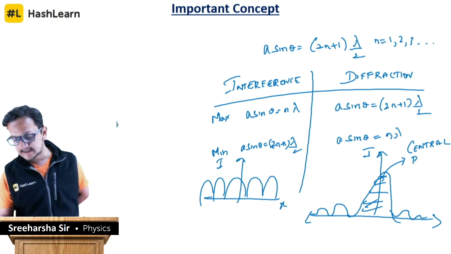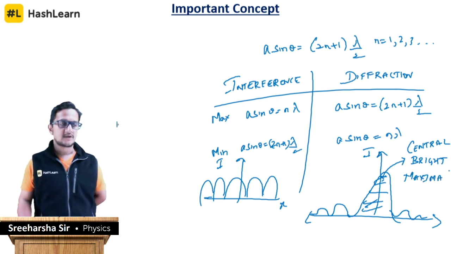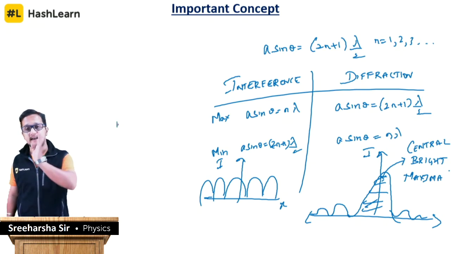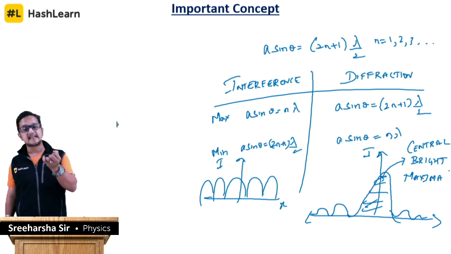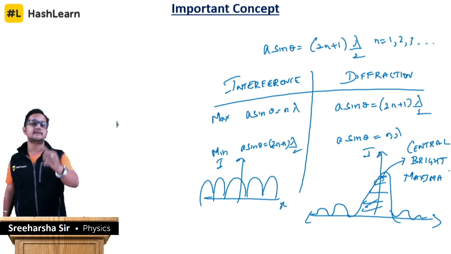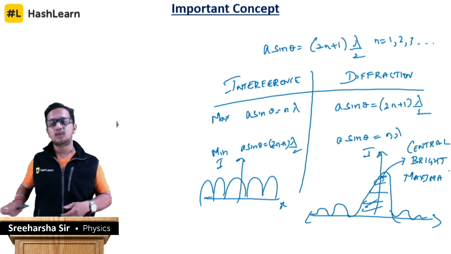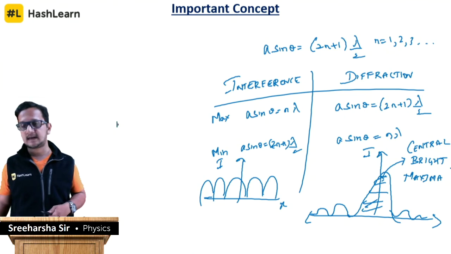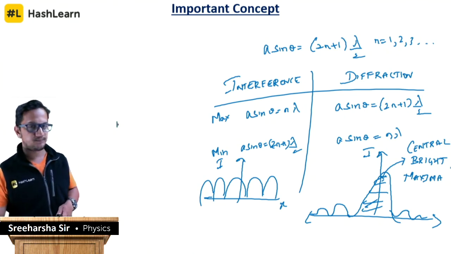This is called the central bright maxima, which is formed due to the slit opening. The intensity keeps on decreasing. The brightness will keep on decreasing and the darkness will keep on increasing with respect to distance, and this was called the central bright maxima.